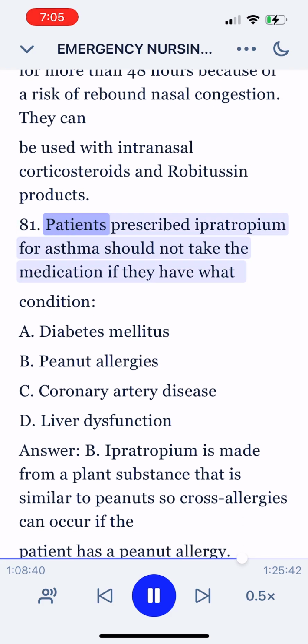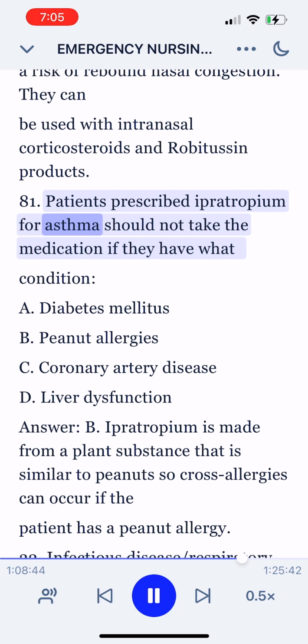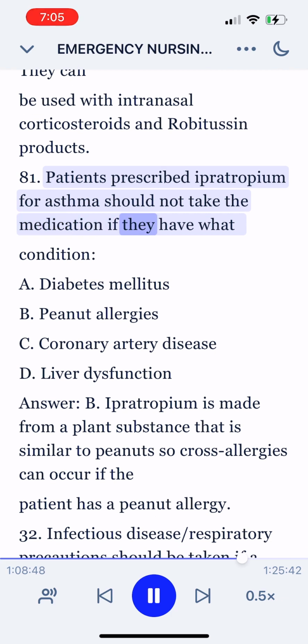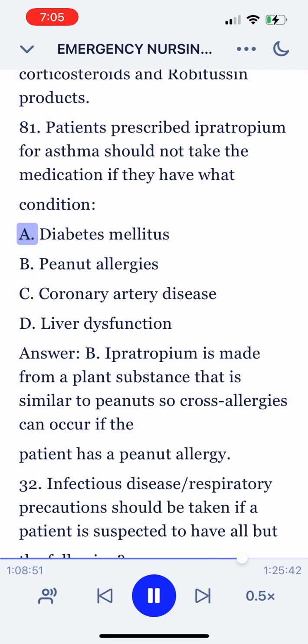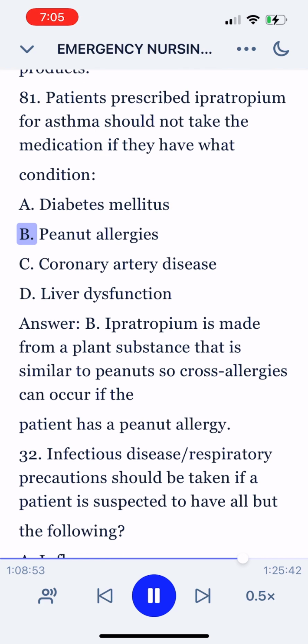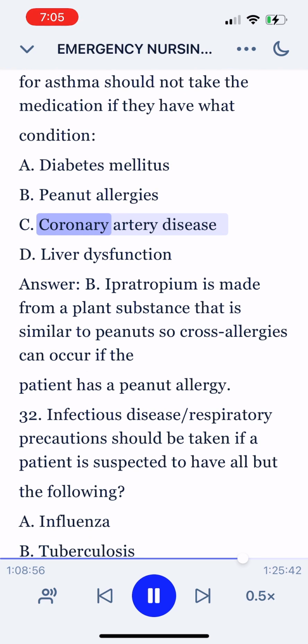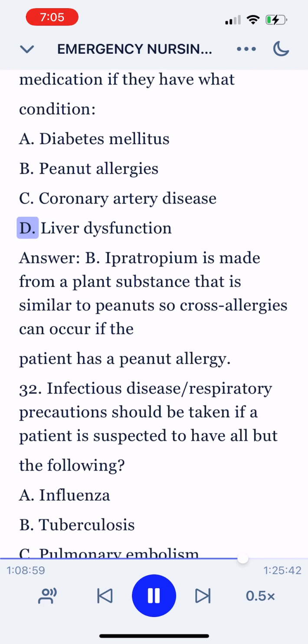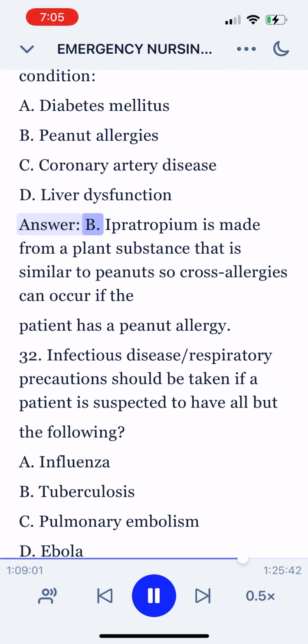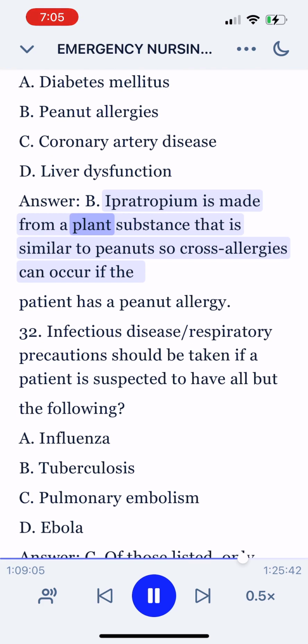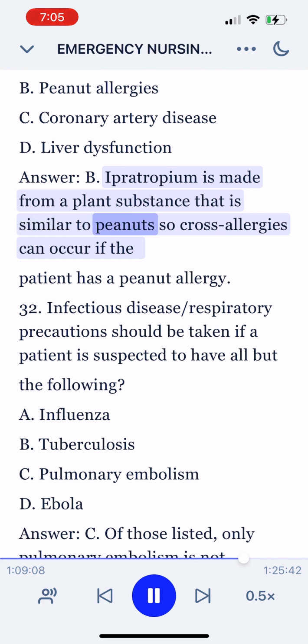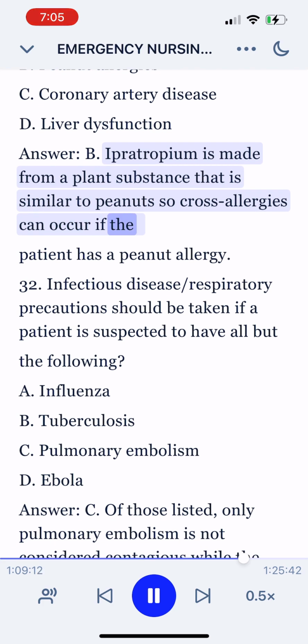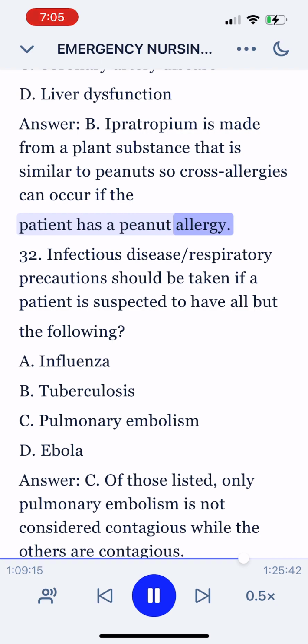81. Patients prescribed ipratropium for asthma should not take the medication if they have what condition? A. Diabetes mellitus. B. Peanut allergies. C. Coronary artery disease. D. Liver dysfunction. Answer B. Ipratropium is made from a plant substance that is similar to peanuts, so cross allergies can occur if the patient has a peanut allergy.